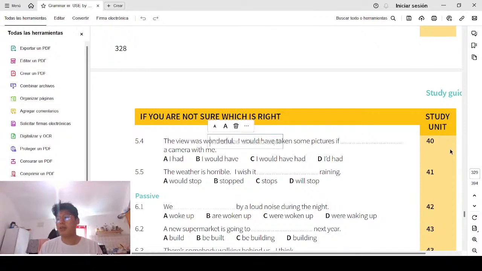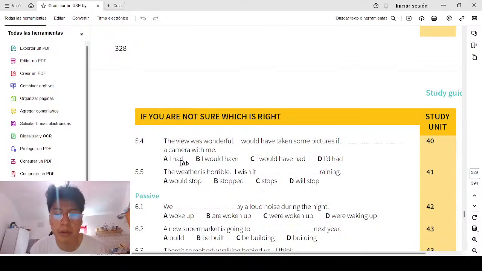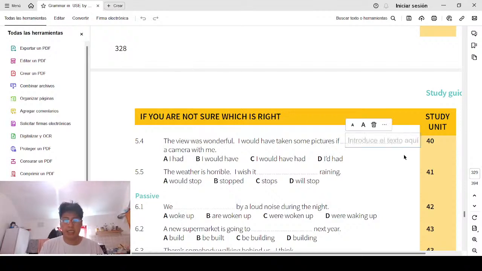Next question. The view was wonderful. I would have taken some pictures if I had a camera with me. If I have a camera with me, if I would have a camera with me, if I would have had a camera with me, if I had a camera with me. In that case, if I had a camera with me, okay.